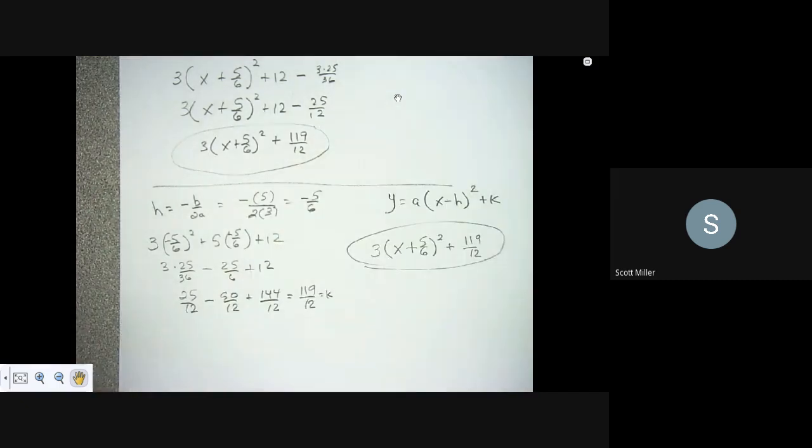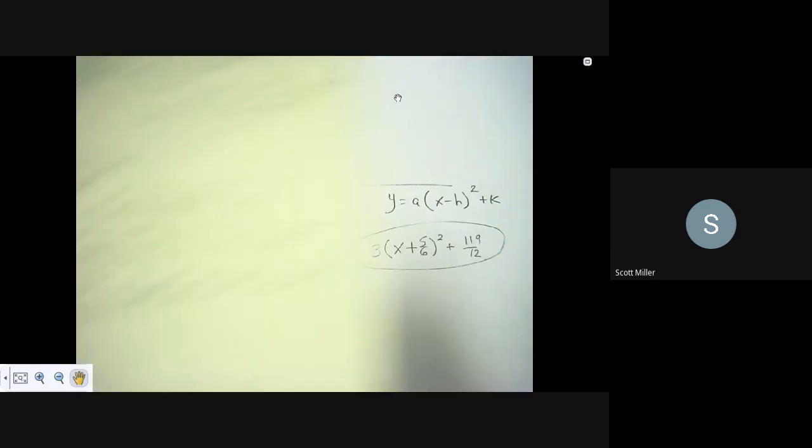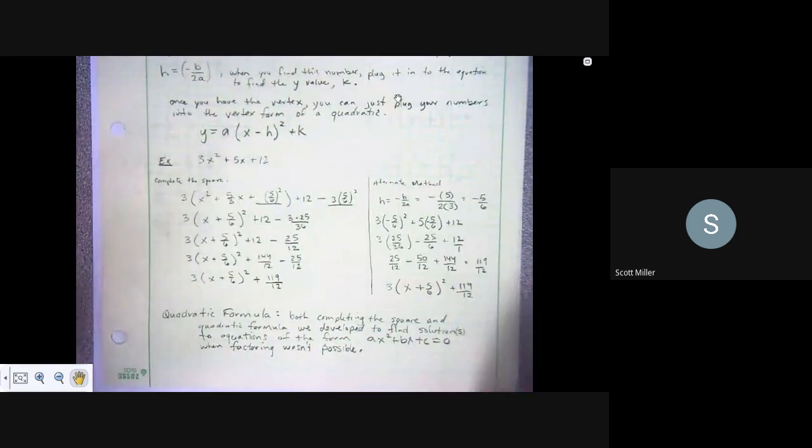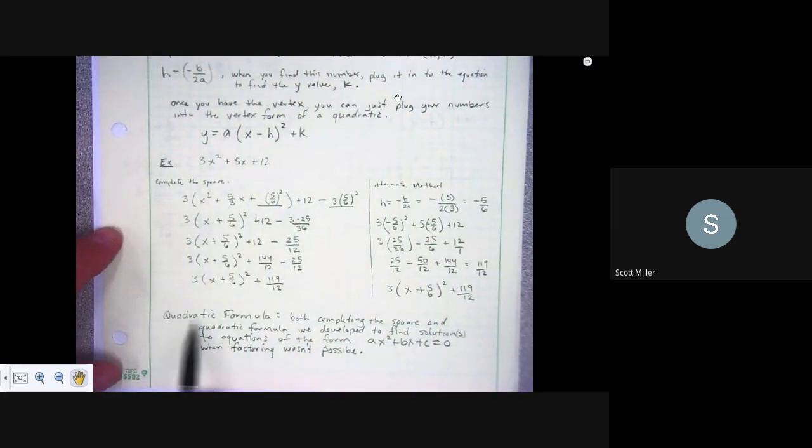So what this does, it leads to the quadratic formula. The quadratic formula is the formula that is developed by completing the square for a generic parabola or quadratic equation. Quadratic formula is an equation solver. Completing the square just changes the form. So that's the difference. I can do completing the square to help solve an equation.